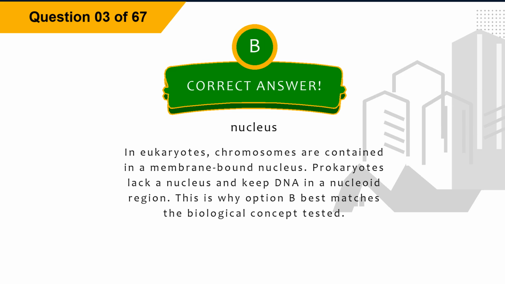Explanation. In eukaryotes, chromosomes are contained in a membrane-bound nucleus. Prokaryotes lack a nucleus and keep DNA in a nucleoid region. This is why option B best matches the biological concept tested.